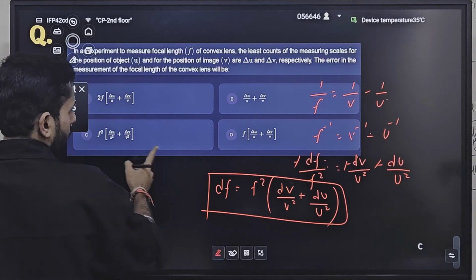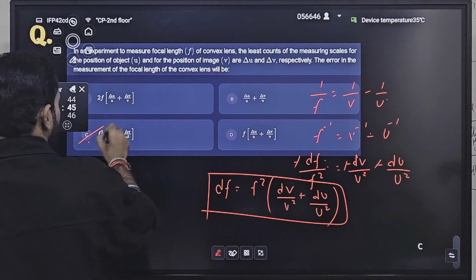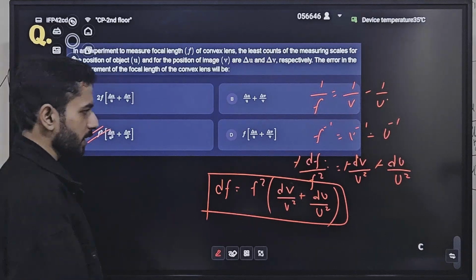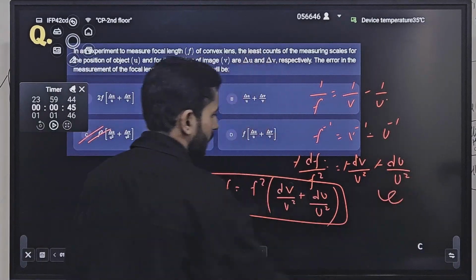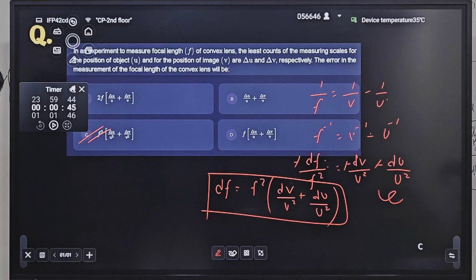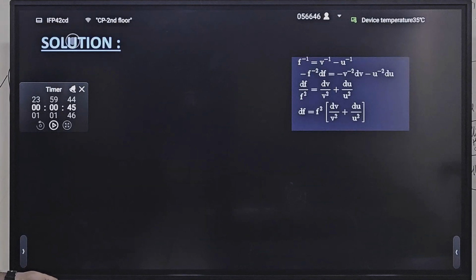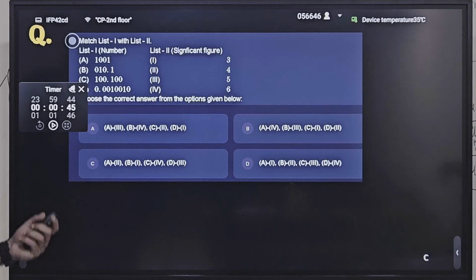Which option is correct? I can say option C is correct according to the question. Simply using differentiation, this time I have calculated the error. Clear? So sometimes you can use differentiation also to find error. You can check the solution.